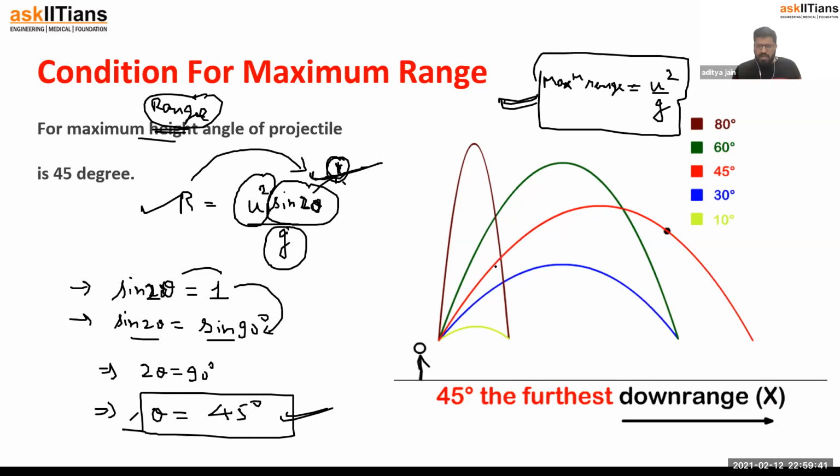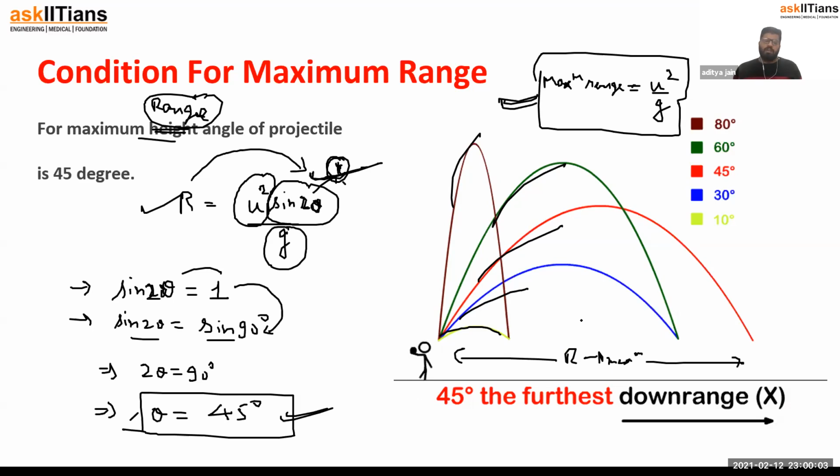And you can also see from this diagram, the person is throwing the ball at different angles. You can see yellow is 10 degree angle. This is the motion for 30 degree, then 45 degree, then 60 degree, then 80 degree. So in the case of 45 degree, you can see the ball is going farthest, or you can say the range is maximum. Range is maximum at this angle of projectile, 45 degree. And you have already seen how theta is coming as 45 degree for maximum range.